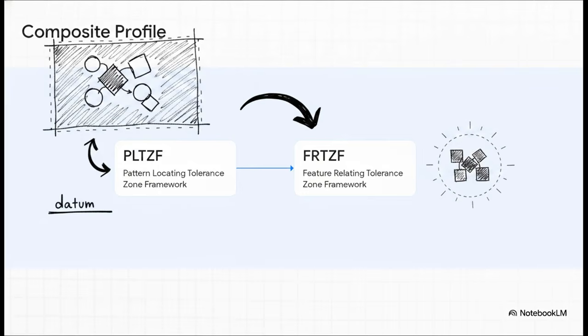Okay, time for a quick advanced preview. Let's look at composite profile. This is essentially a two-step framework. The top half, the PLTZF, governs a pretty generous tolerance for locating the whole pattern relative to your datums. Then the bottom half, the FRTZF, is a much tighter tolerance for the features themselves. Now, don't worry about memorizing those alphabet soup acronyms right now. Just remember that it's an incredibly precise way to say, hey, the pattern as a whole can shift around a bit, but the shapes themselves must be perfectly formed and oriented.